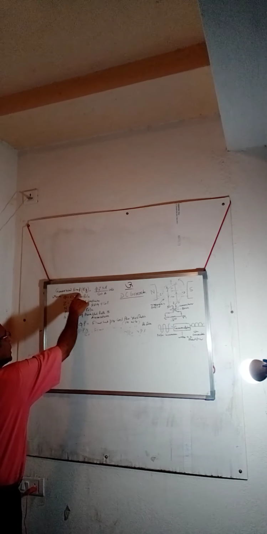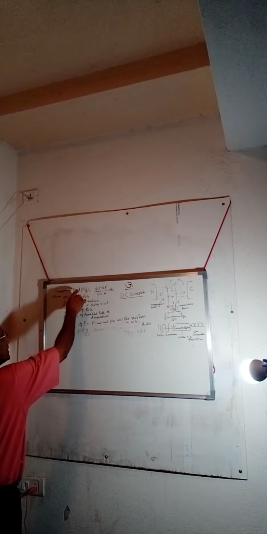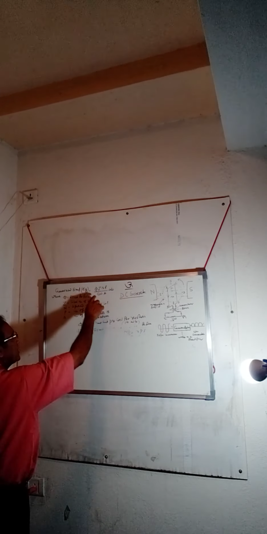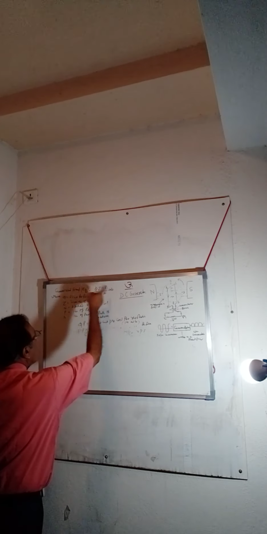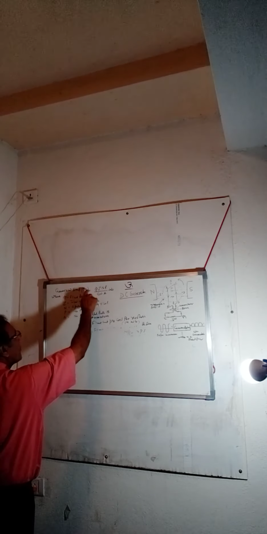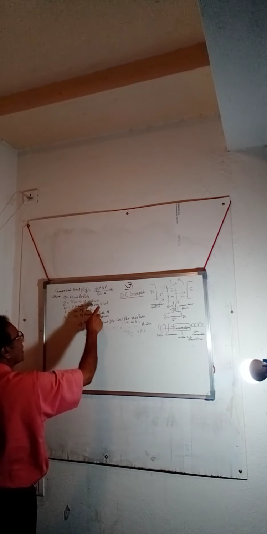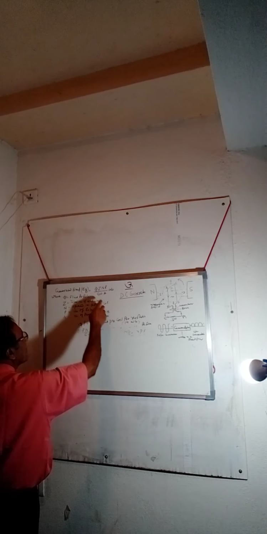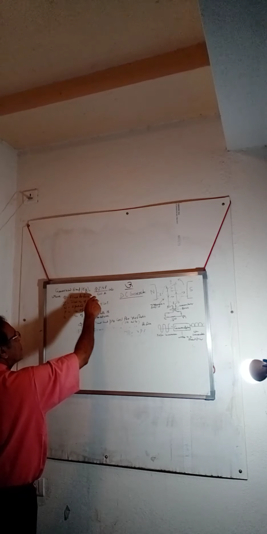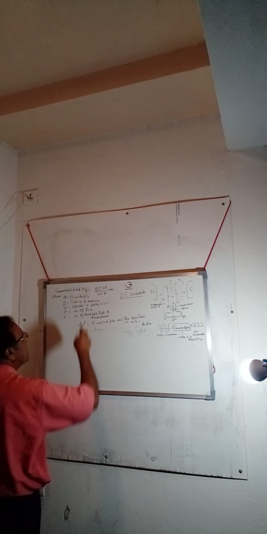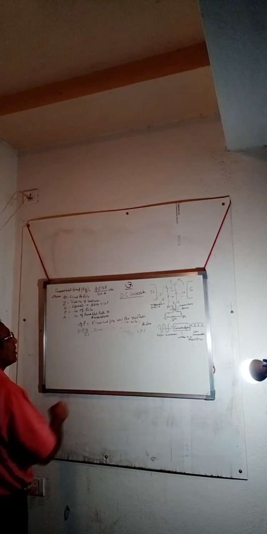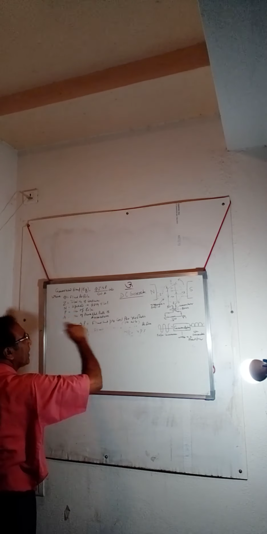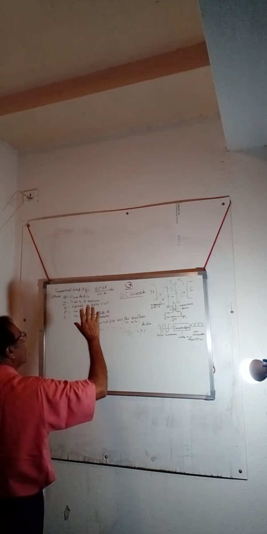The generated EMF Eg is phi Z N P by 60 A volt, where phi is the flux per pole, Z is the total number of conductors on the armature, N is the speed of the coil in RPM, and P is the number of poles. A is the number of parallel paths on the armature.